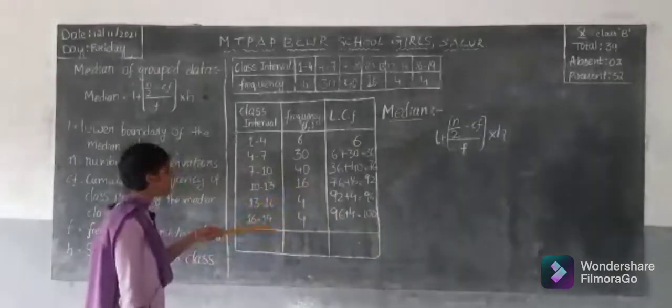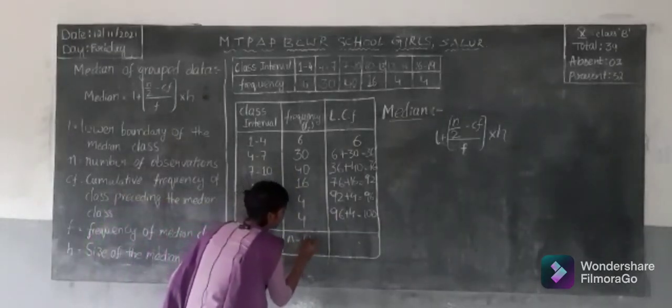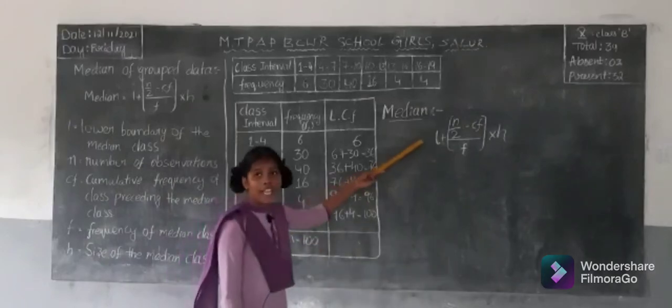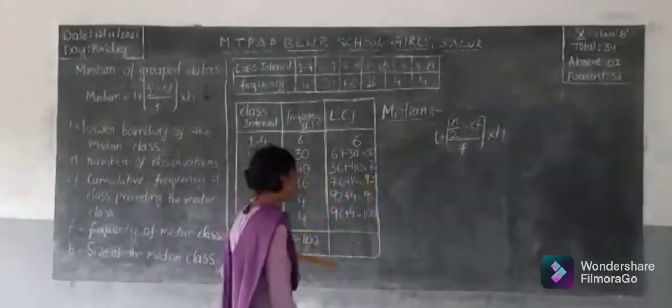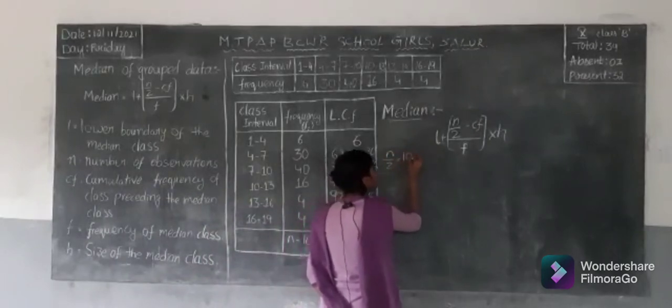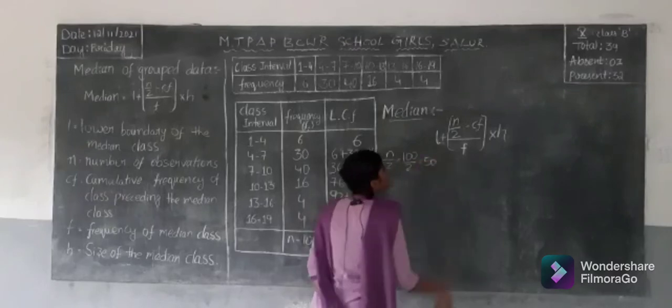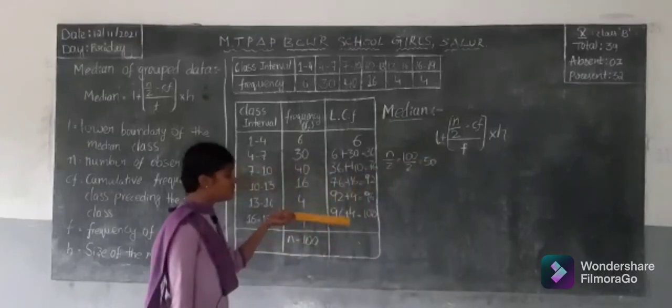N means sum of frequency. N equals 100. Next we want to find n by 2. Here n is 100, so n by 2 equals 100 by 2 equals 50. Next we find the median class.